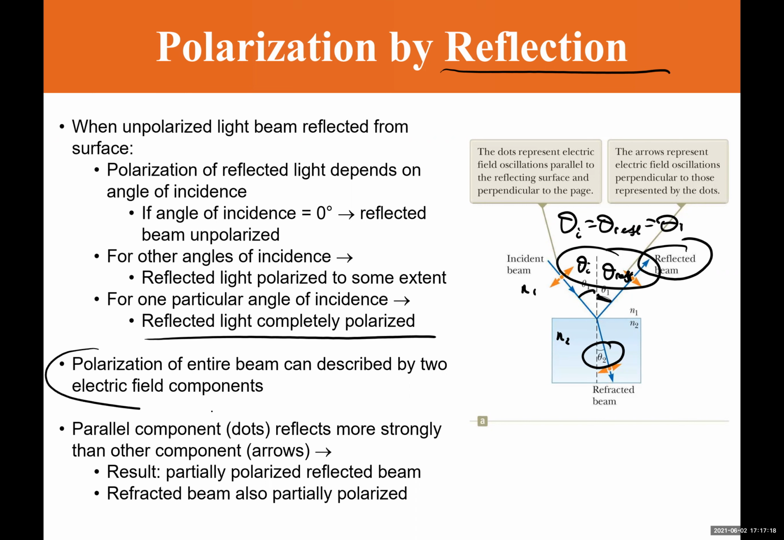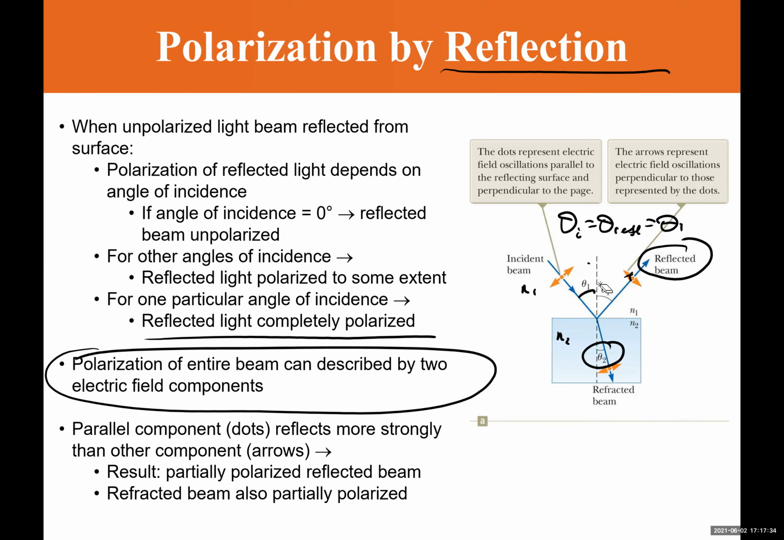Now, the polarization of the entire beam can be described by two electric field components. The component parallel to the surface is reflected more strongly than the other component. As a result, you have a partially polarized reflected beam and refracted beam. So let me get rid of this. Those dots represent the electric field.